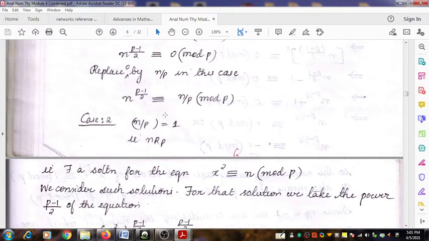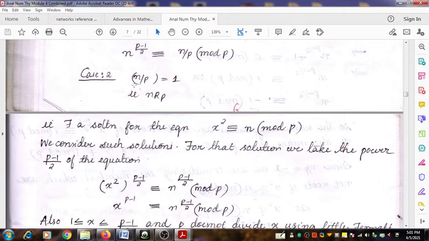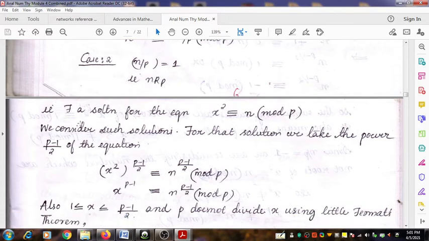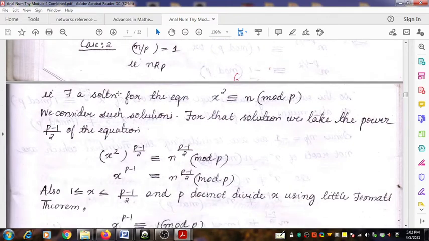After completing the first case, we come to the second case. Let's consider the second case. In this case, we assume that (n/p) equals 1. That means the Legendre symbol value equal to 1, so n is a quadratic residue mod p. Applying that definition, we can say that in this case n is a quadratic residue mod p.